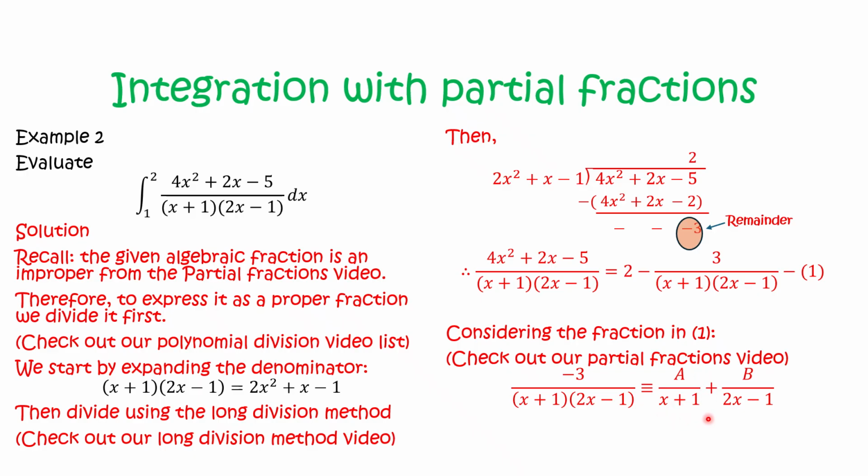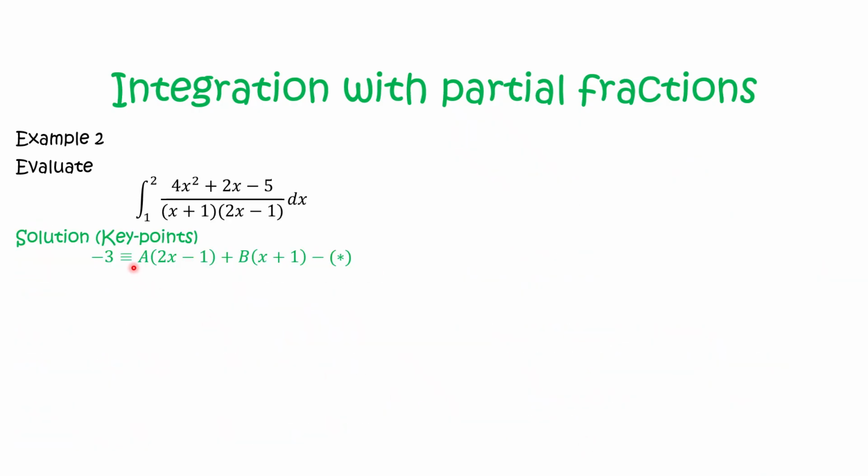Right, so we can express that fraction as minus 3 over (x plus 1) times (2x minus 1) being equivalent to a divided by (x plus 1) plus b divided by (2x minus 1). And clearing the fractions by multiplying both sides by the denominator of what we have on the left-hand side, we would get minus 3 is equivalent to a times (2x minus 1) plus b times (x plus 1), and we label this identity star. This one is an identity. That's why we have the 3 lines there, in case you might be wondering.